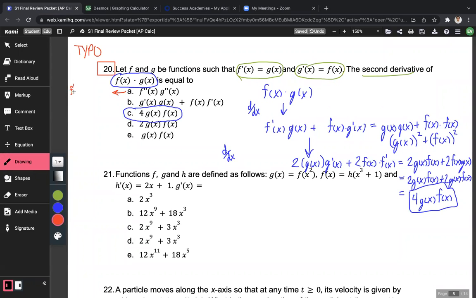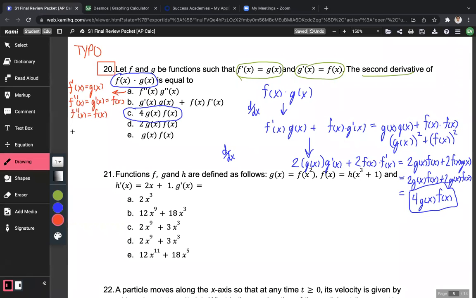That's the same thing as the derivative of f prime of x. We said f prime of x is equal to g of x, right? So if I take the second derivative, let's actually evaluate that. If f prime of x equals g of x, then f double prime of x is going to equal g prime of x, but g prime of x equals f of x. So f double prime of x equals f of x.